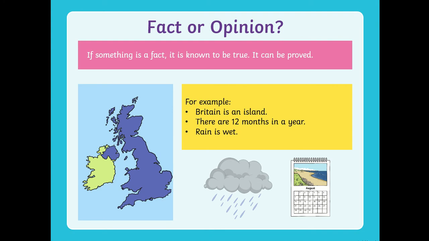There are 12 months in a year. Yes, there are. Rain is wet. And I'm sure you can think of lots of other examples of statements of fact. They cannot be argued with. They are indisputable.